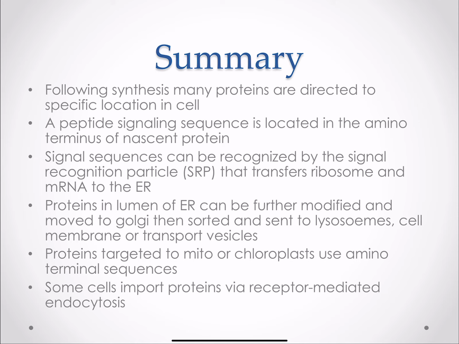All right, so in summary, we do have proteins that are going to be made. They are going to be needed in certain areas of the cell, or they're going to be released into the exterior of the cell. The peptide sequences that are going to help to direct, especially for our glycosylation for our ER, are going to be at the amino terminus. We're also going to have some peptides at the amino terminus that direct to the mitochondria or to be excreted. Signal sequences are going to be recognized by some particles. We have the one for the ER, the signal recognition particle.